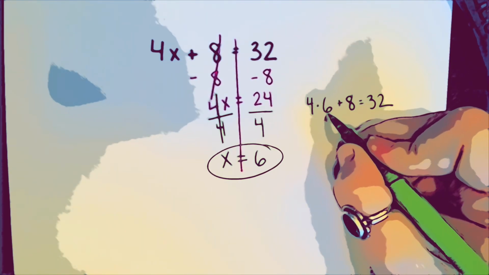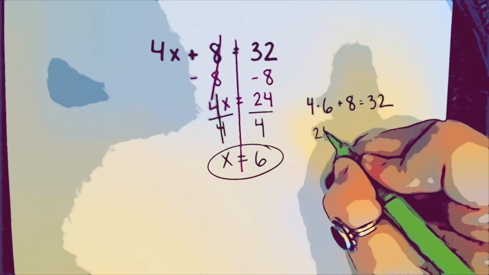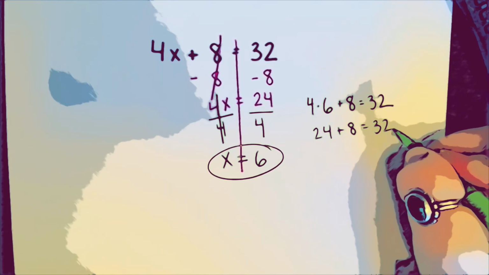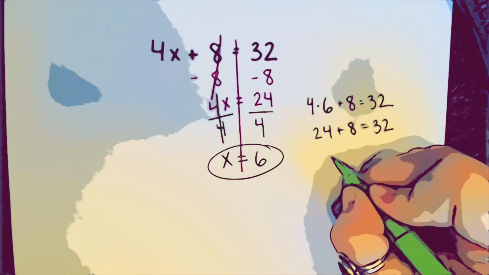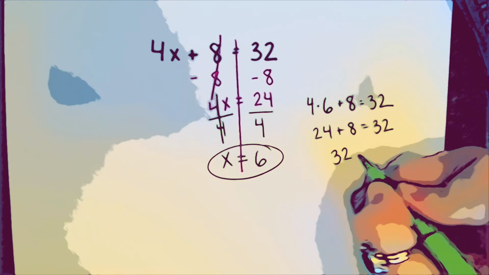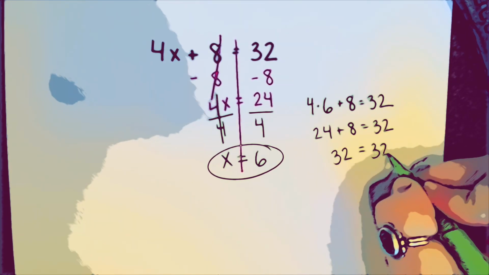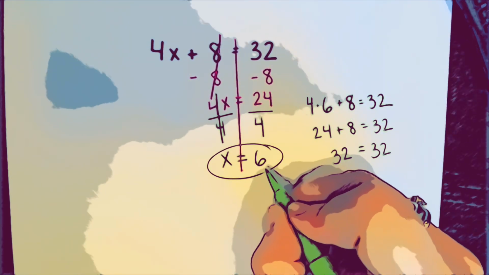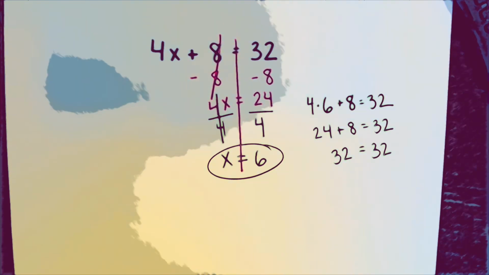4 times 6 is 24, plus 8 equals 32. And what is 24 plus 8? 24 plus 8 is 32. So 32 equals 32. Both sides equal each other, which makes our x 6. We were correct. Well done, us.